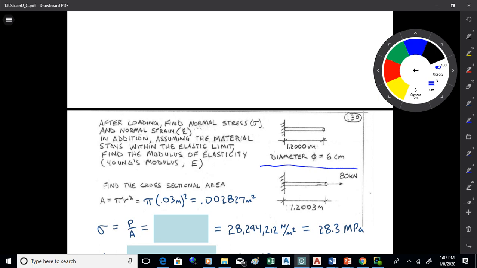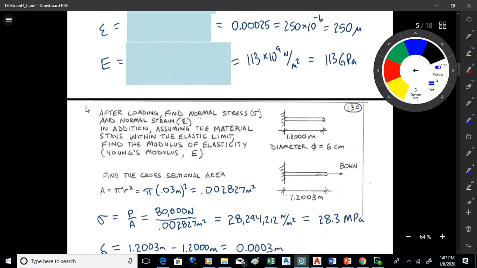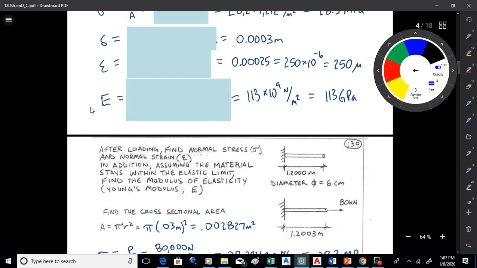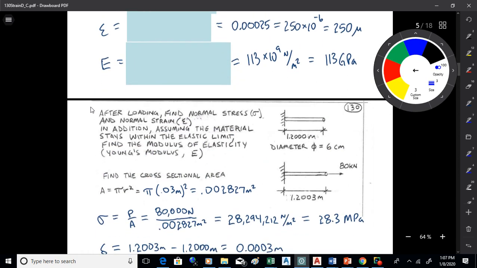Take the load, which is 80 kilonewtons, so that's 80,000 newtons. Okay. And then divide that by the area. You get 28,294,212, so that's 28.3 megapascals. So normally what I do on these things is I just use newtons and meters when I'm in the metric system. Then I figure out what unit I'm going to use after I do that.